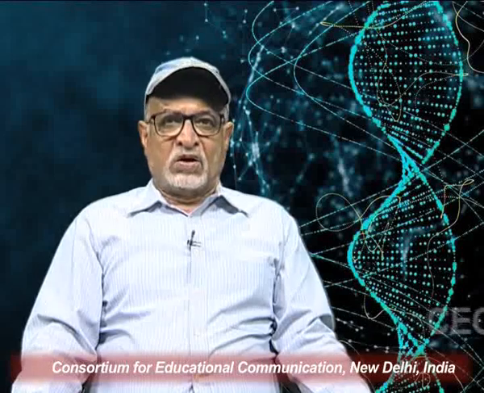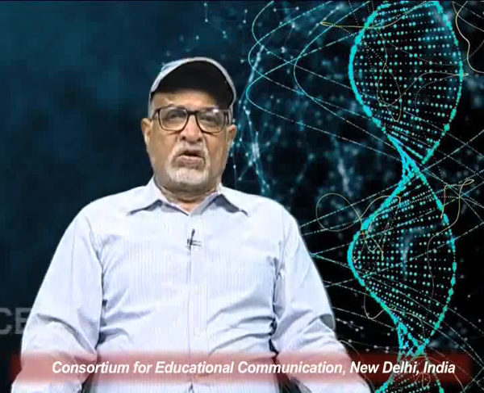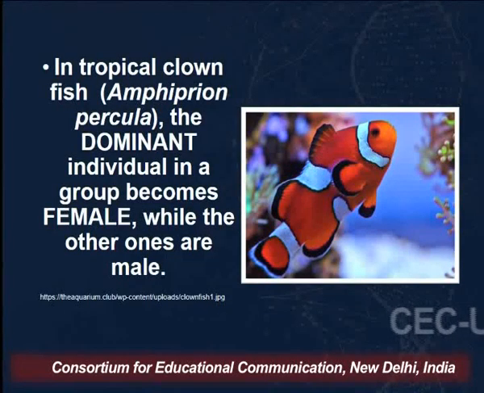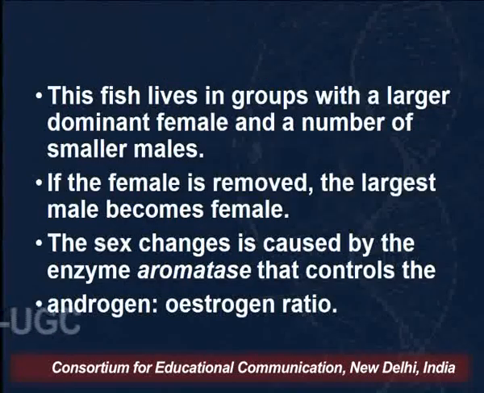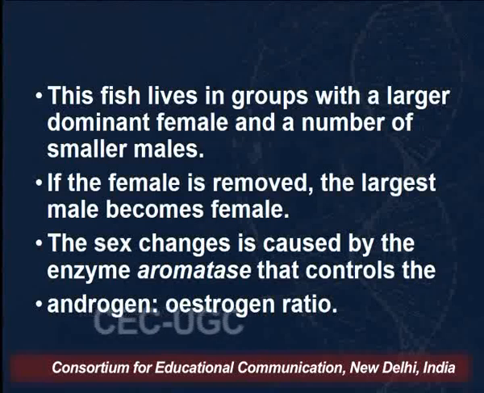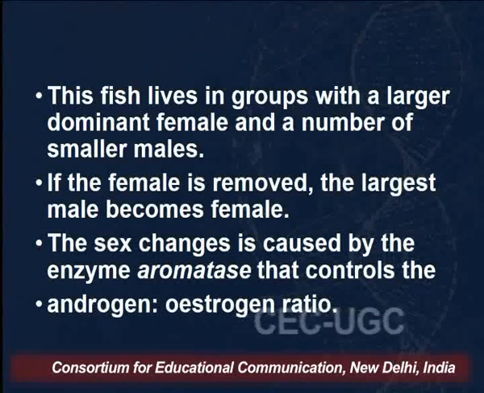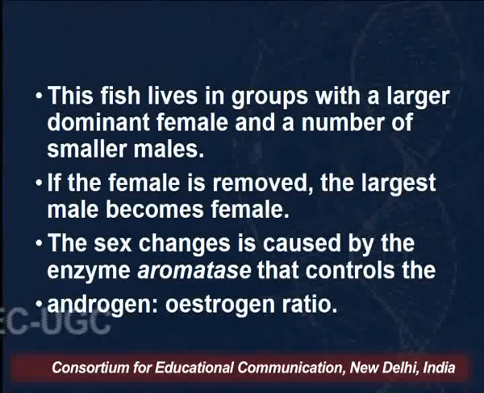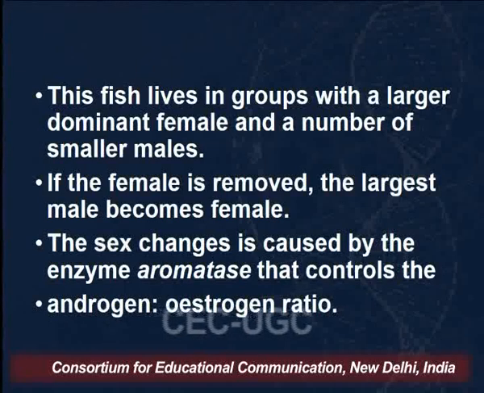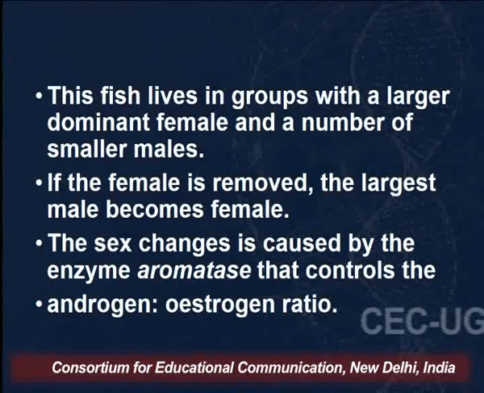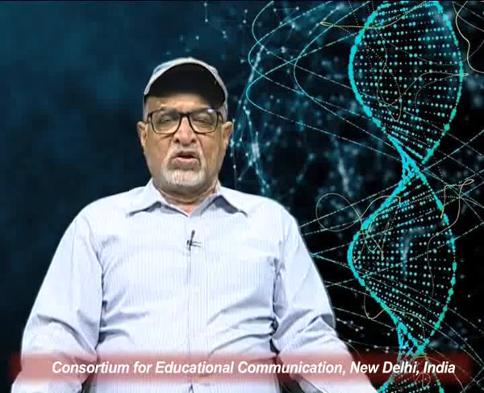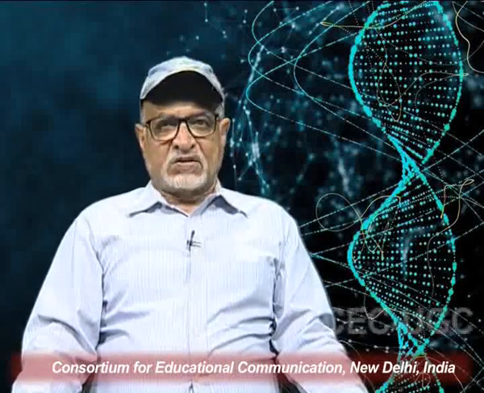Another very important example is that of a clownfish. The tropical clownfish, as you can see on your screens, the dominant individual in a group becomes female, while the other ones remain male. So the fish would live in groups, the dominant female would be there, and there would be smaller males. If you remove the female, the largest male becomes female. So again here the enzyme aromatase is the one which controls the androgen-estrogen ratio, thereby controlling sex.